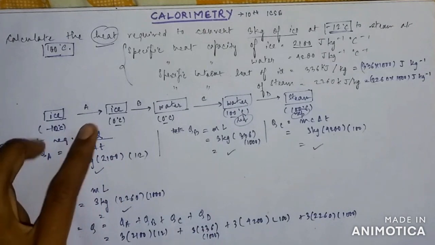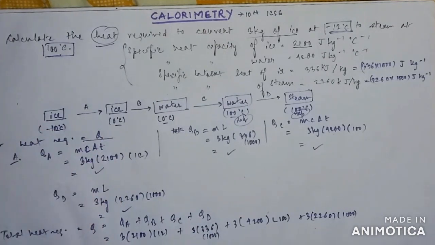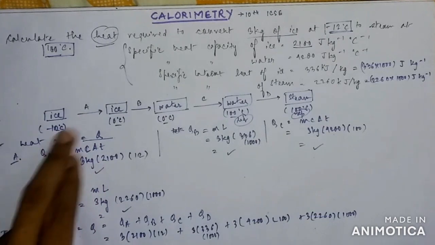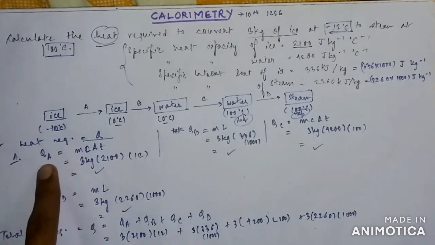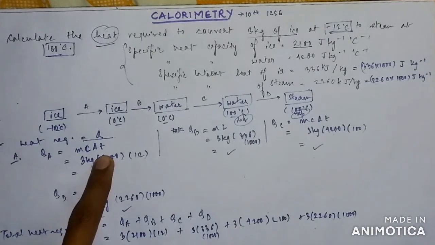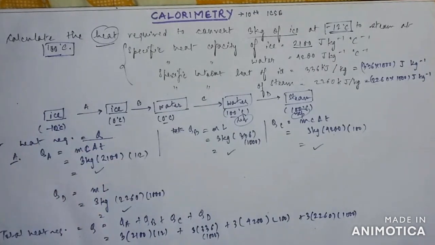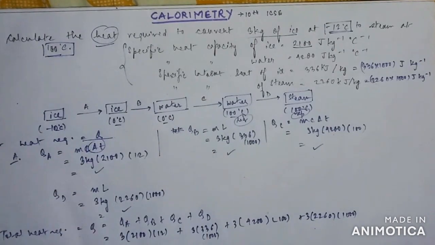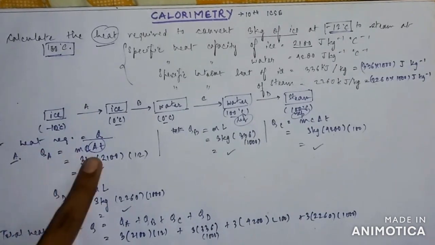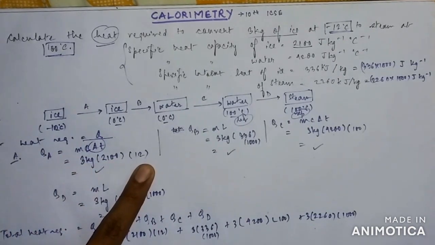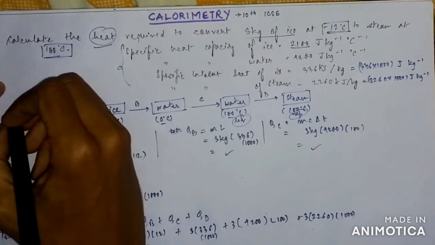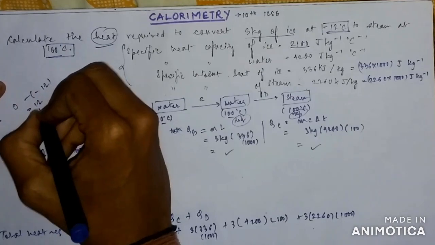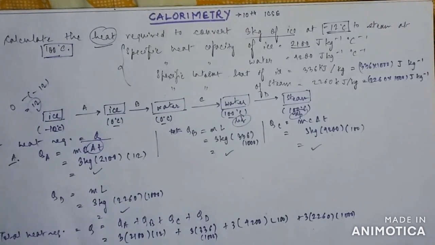Now let us come to the first part of the conversion, that is ice at minus 12 to ice at 0. So heat required at part A will be mc delta T, because this is a change of ice at minus 12 to 0 degrees centigrade. Change of temperature is there, so we use mc delta T. This delta T refers to change in temperature. C is the specific heat capacity of ice, so QA will be mc delta T, that means 3 into 2100 into 12. Change in temperature is 12, because 0 minus of minus 12 will give you 12. So there should not be any confusion in this part.